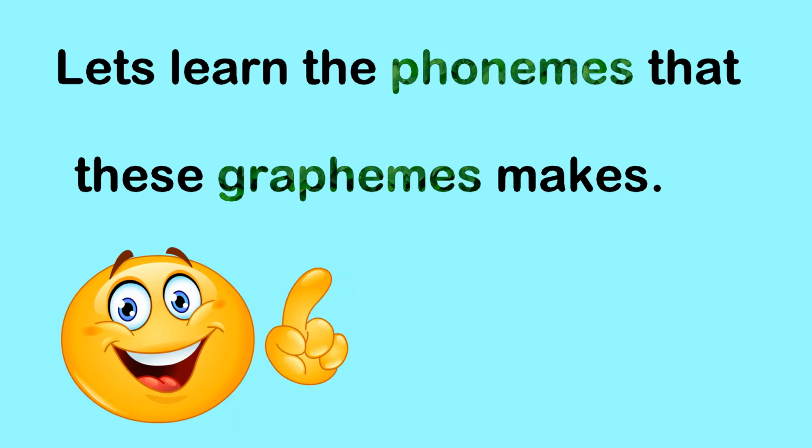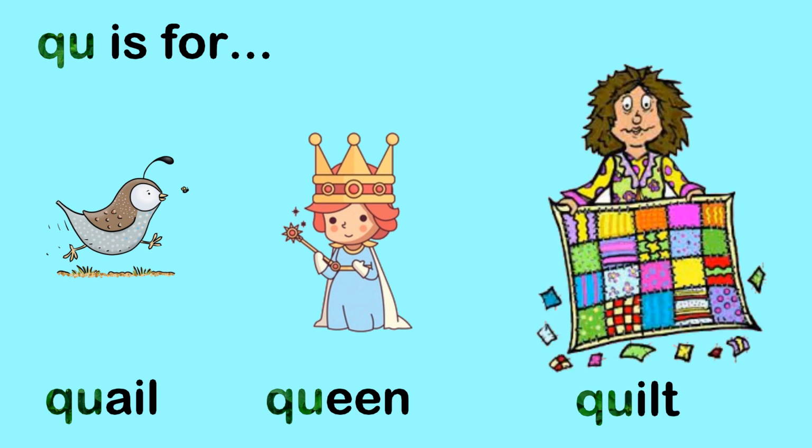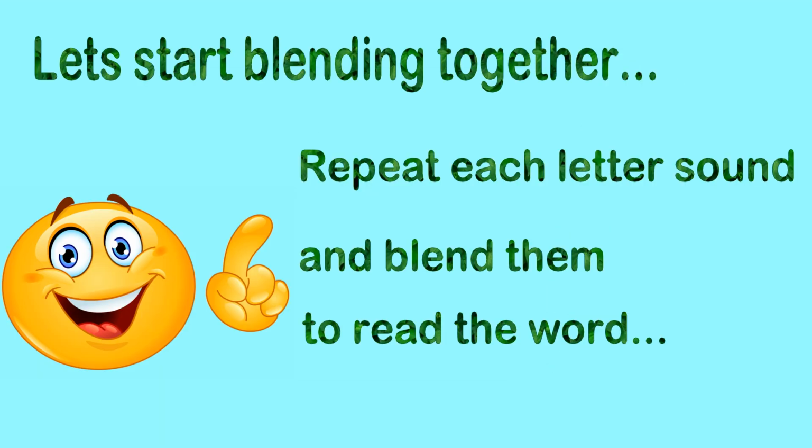Let's learn the phonemes that these graphemes make. Qu. Qu is for quail, queen, quilt. Let's start blending together. Repeat each letter sound and blend them to read the word.